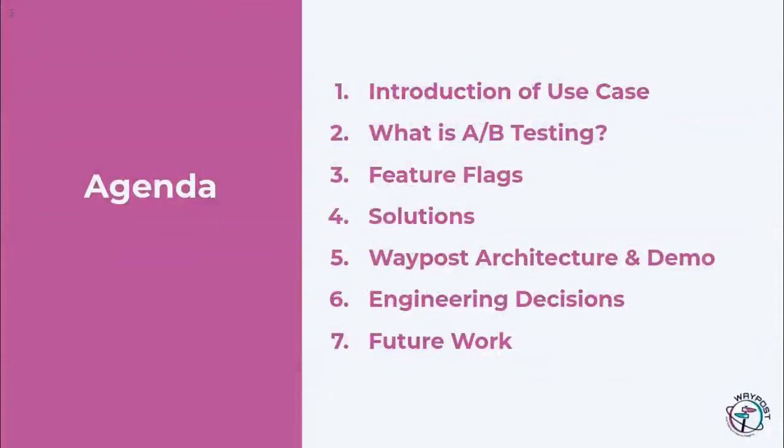And then I'll go in depth into the topics of A/B testing and feature flags and the solutions for implementing them. And after that, I'll go over the pros and cons of each solution. Next, Sean is going to explain how we designed Waypost to solve the problem for our use case, and he'll also give a demo of how to use Waypost. Lastly, Caleb will talk about the engineering decisions and discussions we went through while designing Waypost. And finally, we'll open the floor to any questions.